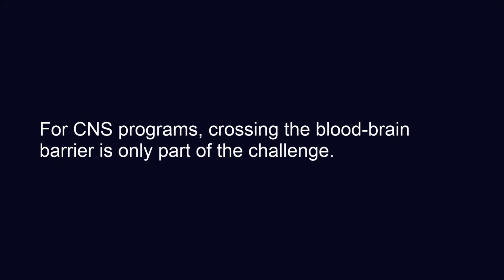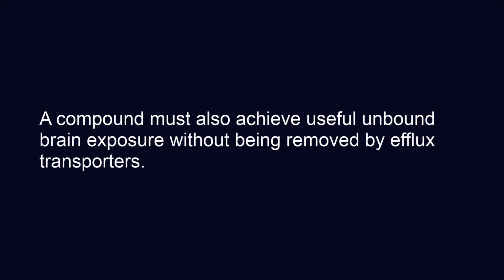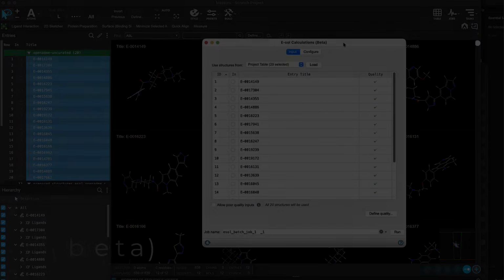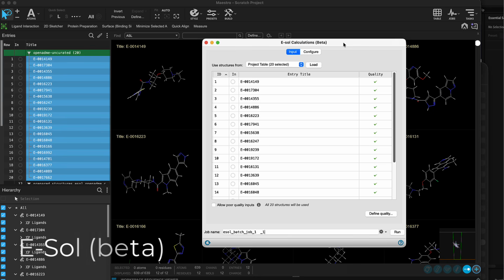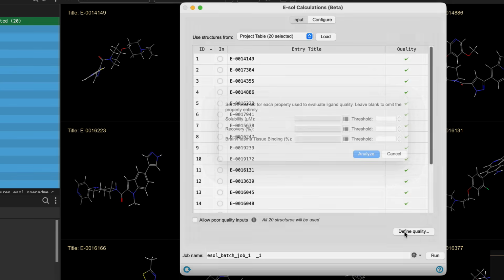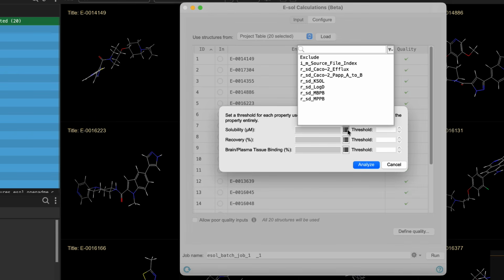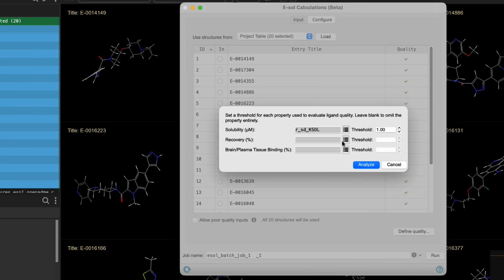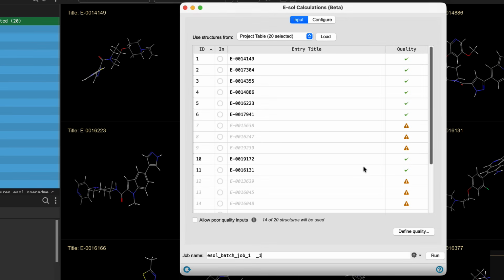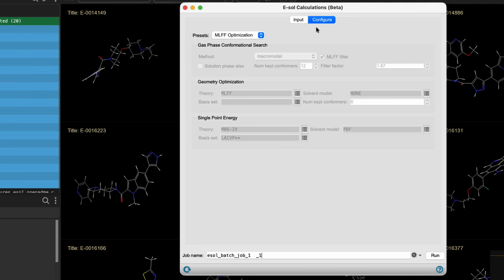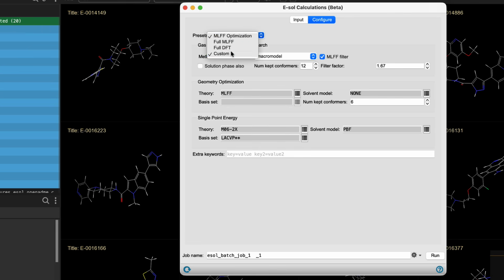For CNS programs, crossing the blood-brain barrier is only part of the challenge. A compound must also achieve useful unbound brain exposure without being removed by efflux transporters. The new physics-based ESOL beta workflow calculates hydration-free energy, a quantum mechanical measure of hydrophilicity associated with brain exposure and efflux. The calculation panel checks input quality and provides preset or customizable protocols to balance speed and accuracy.